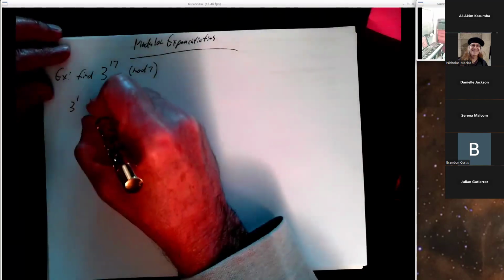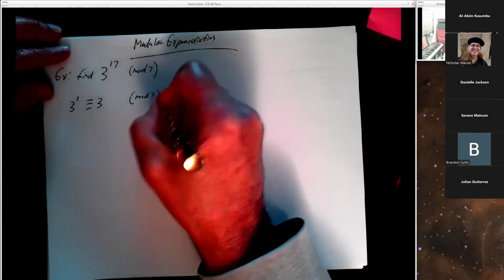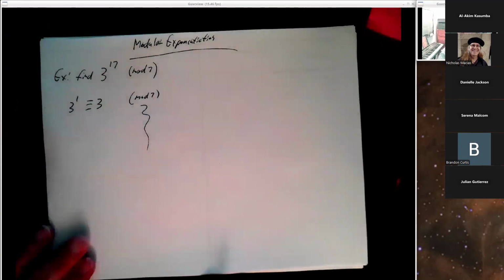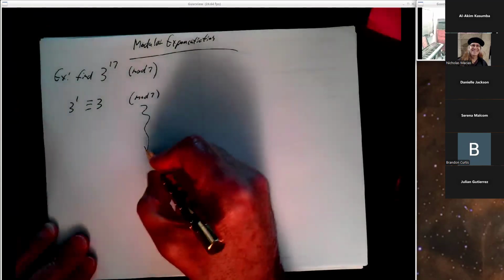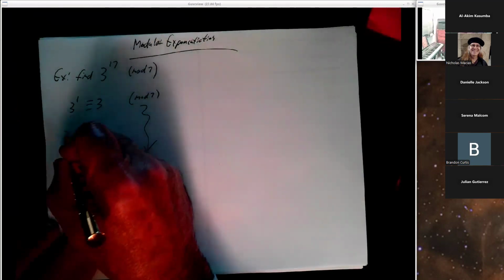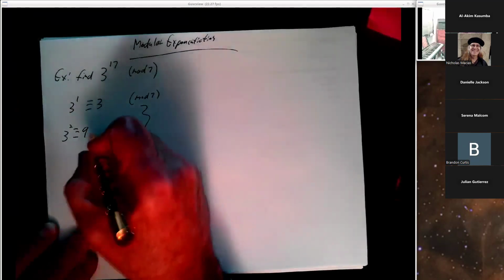Start with 3 to the first, and 3 to the first is just 3, mod 7. I'm not going to keep writing mod 7. So everything we do for this problem is mod 7. Just keep that in mind. Okay, from 3 to the first, go to 3 squared. And this is the square of 3, which is 9. And what is 9 modulo 7?